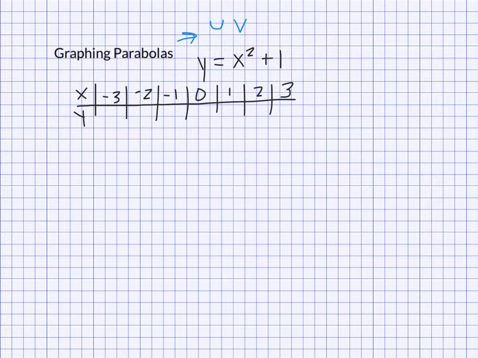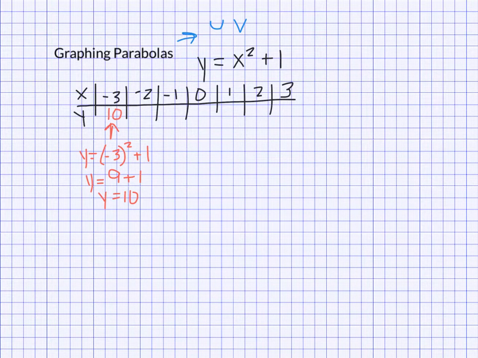Same thing as yesterday, you just plug these values into your equation. So for example, for the -3, I'm going to do y equals -3 squared plus 1. Now be careful, when you're squaring these negatives, that's saying -3 times -3. So these are all going to turn positive. So I'm going to get 9 plus 1, which means y is going to equal 10 at this spot.